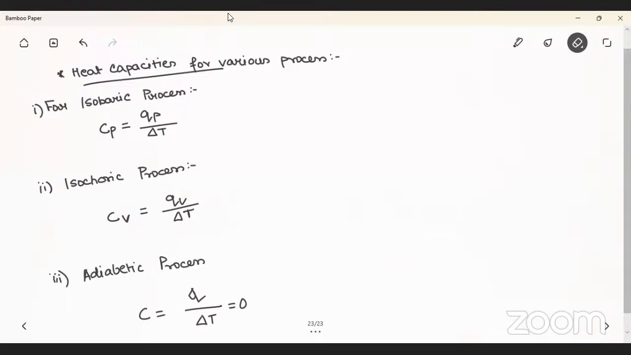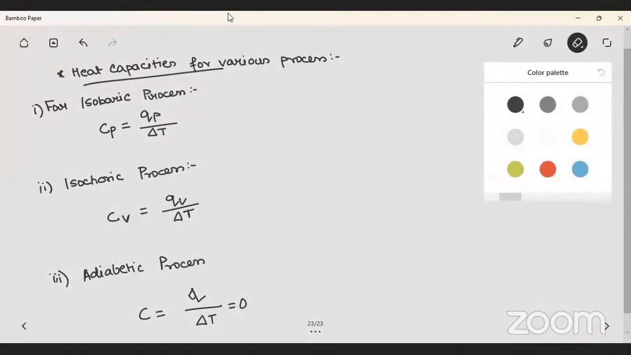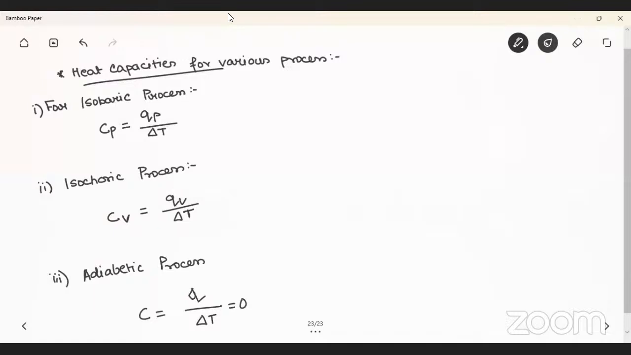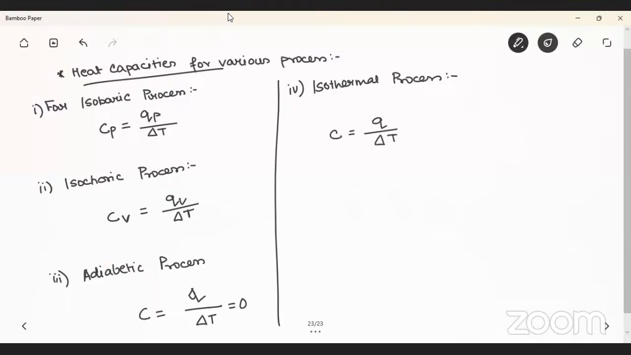So one more question they can ask, like they can give you this equation and just ask you for the adiabatic process. And one more process is the isothermal process. For the isothermal process, C is equal to del Q by del T, it will be infinite. So these are the different equations that you can expect for heat capacities for different kinds of processes.